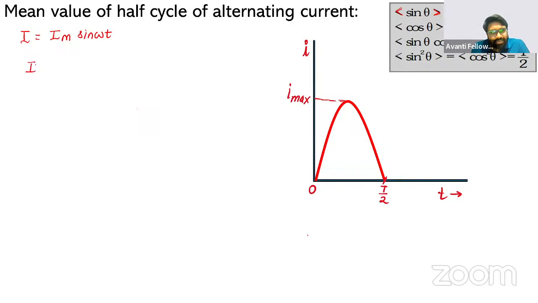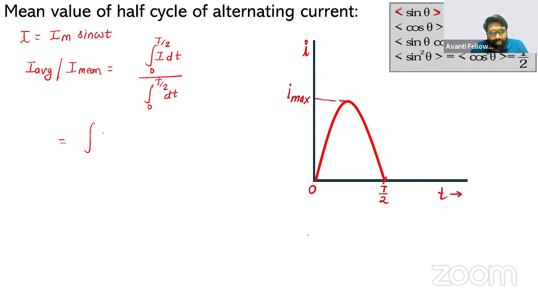We know that I average, or I mean, is, as I mentioned in the previous slide, the integral of I dt divided by the interval over which we want to calculate it. So we want to calculate it for 0 to T by 2, into dt, because the time period has changed to 0 to T by 2. For a full cycle, it is 0. So no value in calculating that.